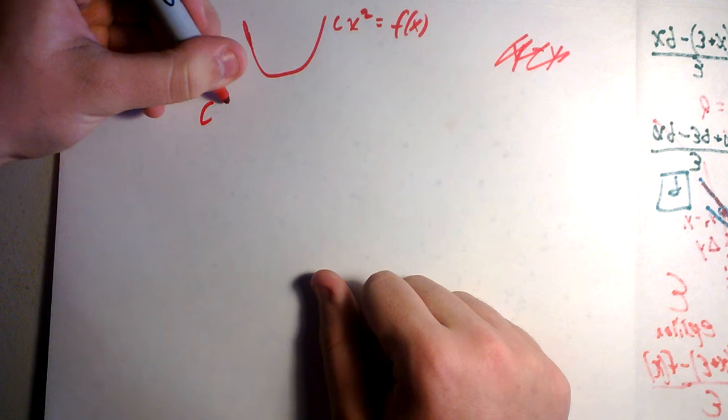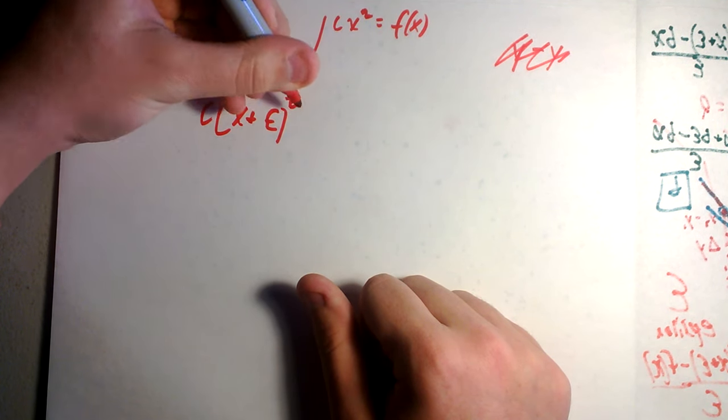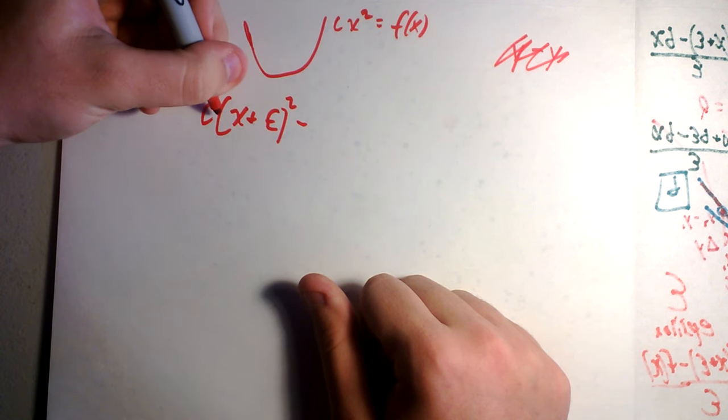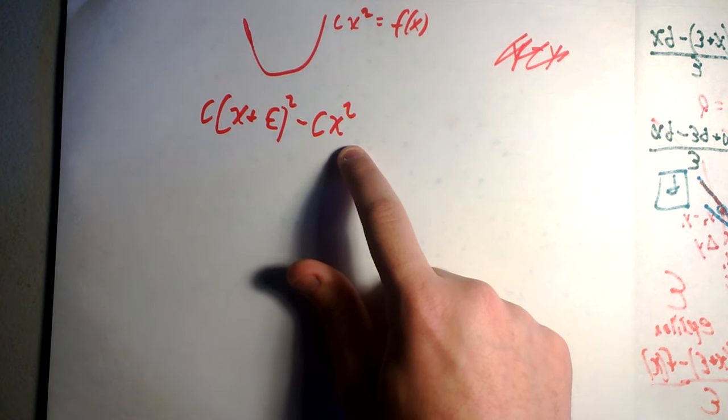So we plug in a c, an x plus epsilon, the placeholder for 0. Then we subtract c times x squared. You plug x squared into the function.